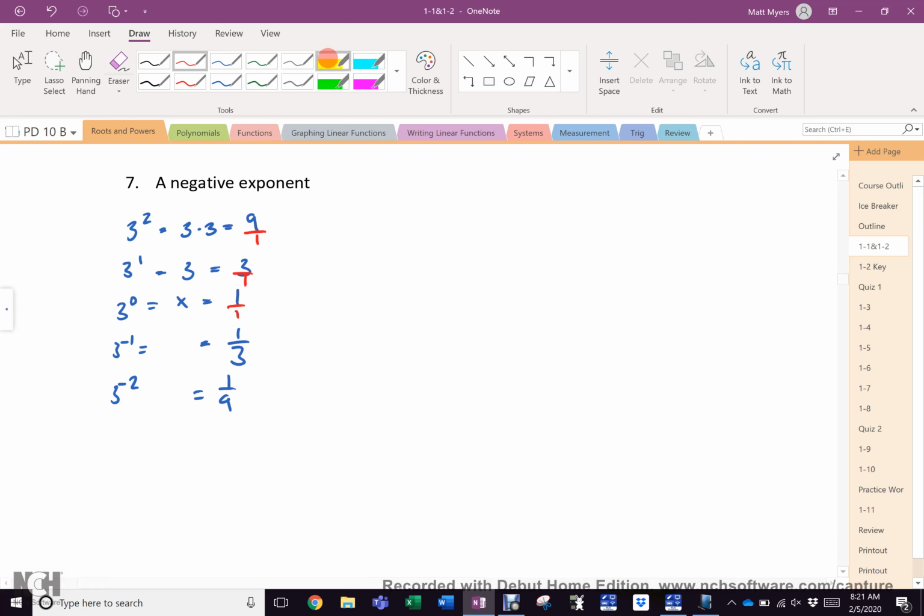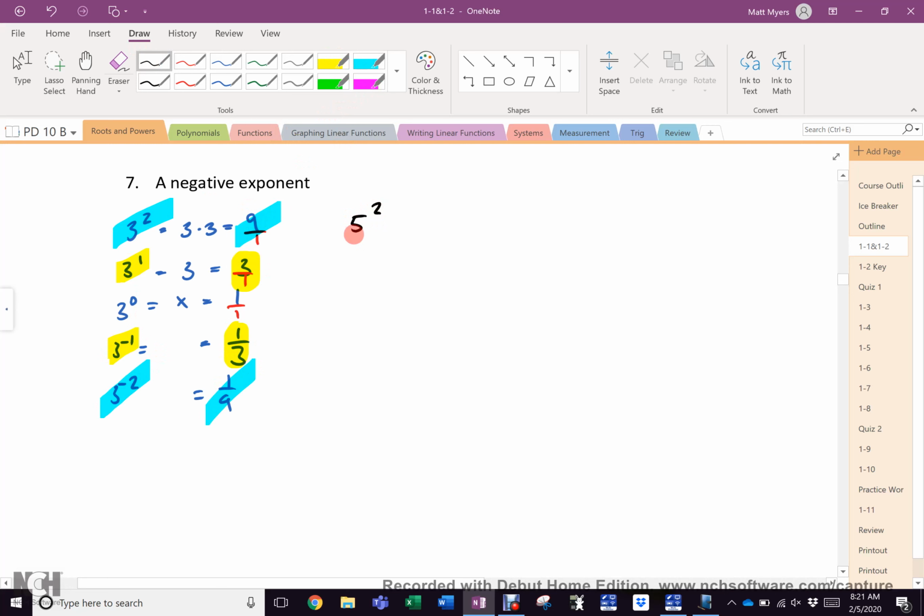Now, please notice. 3 to the negative 1, 3 to the positive 1. 3 over 1, 1 over 3. 3 squared, 9 over 1. 3 to the negative 2, 1 over 9. It is a reciprocal. That is what happens. Another way to explain it is this.